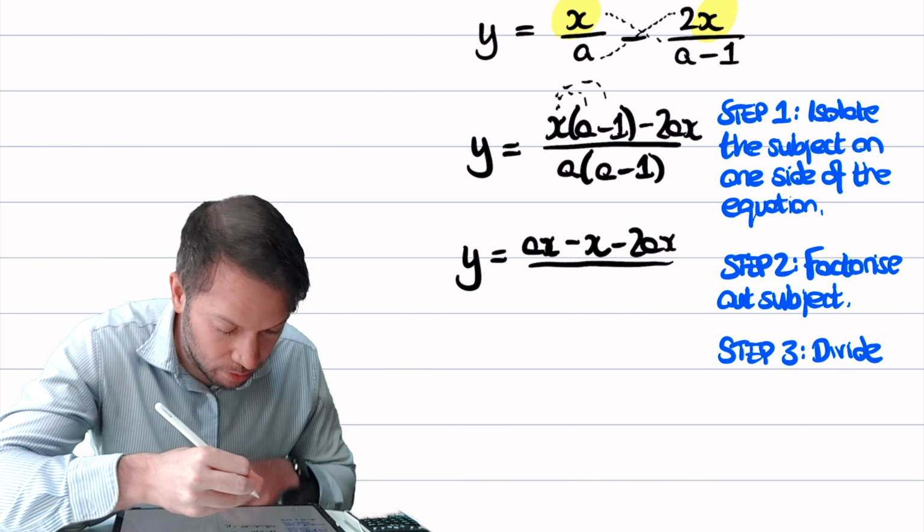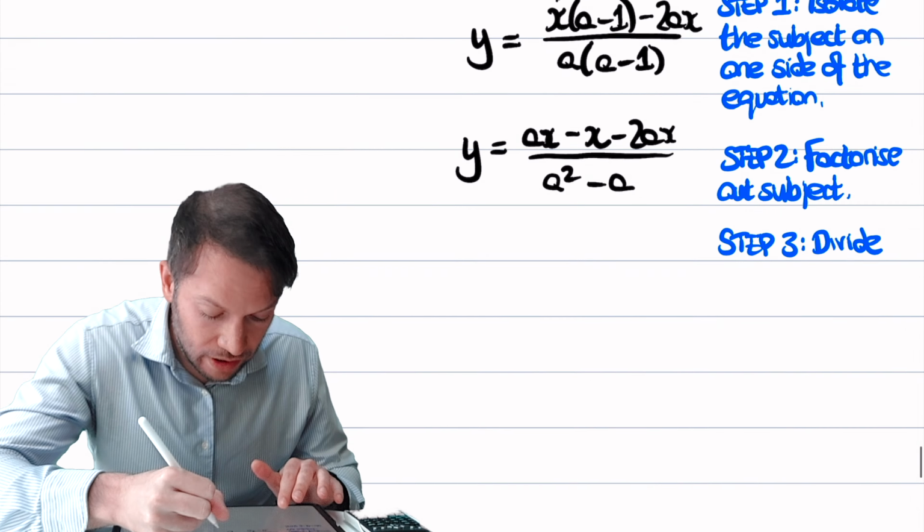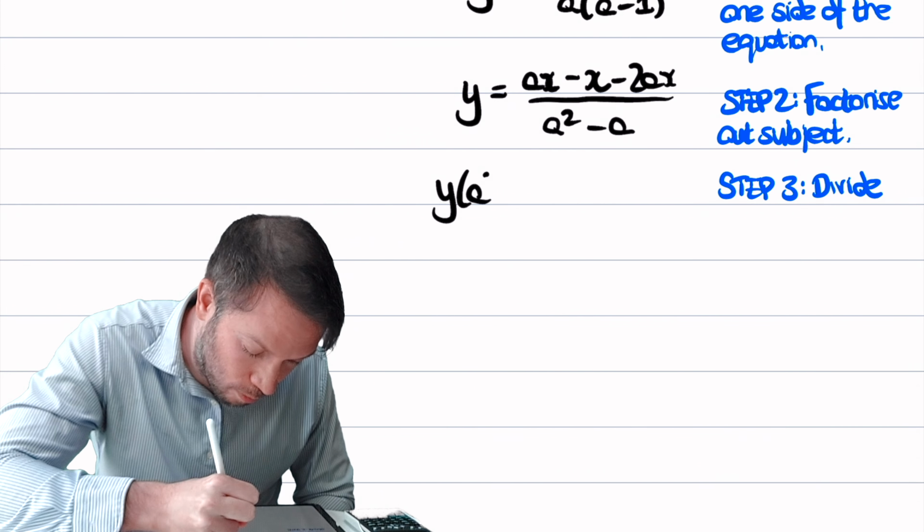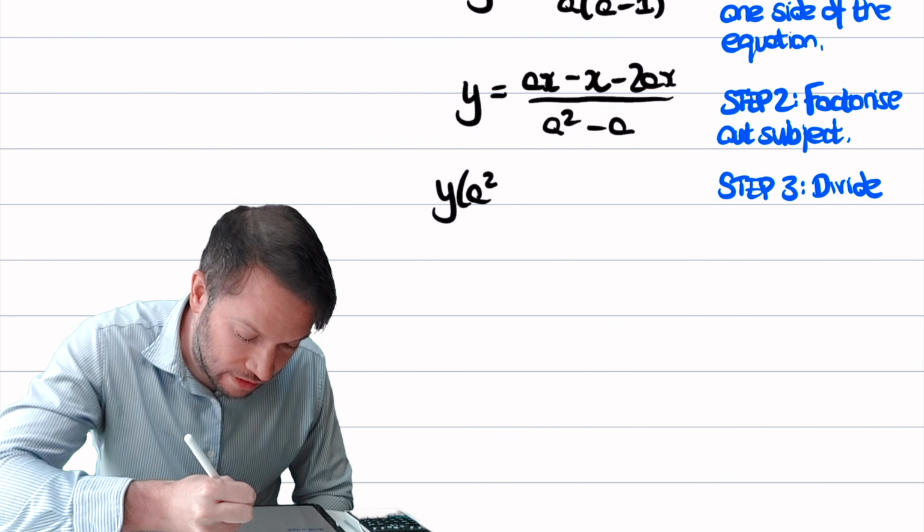If we want to get rid of the fraction, we just multiply both sides by the denominator of this fraction. So we multiply both sides by a squared minus a. Let's do that. The y gets multiplied by a squared minus a. And multiplying the right-hand side by a squared minus a just gets rid of this a squared minus a at the bottom. So we're left with ax minus x minus 2ax.